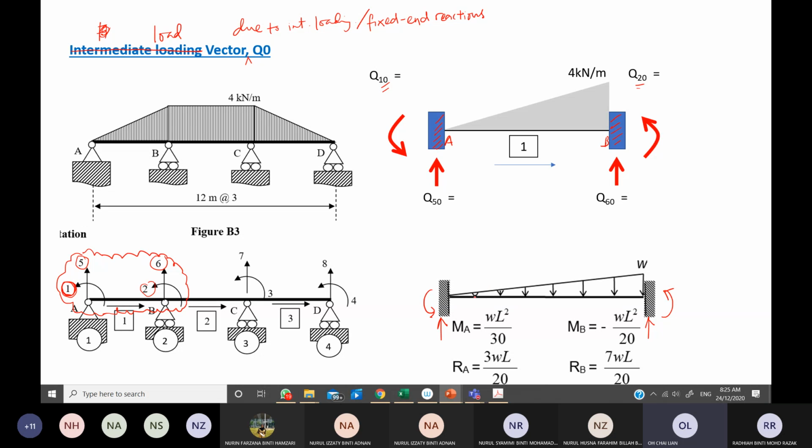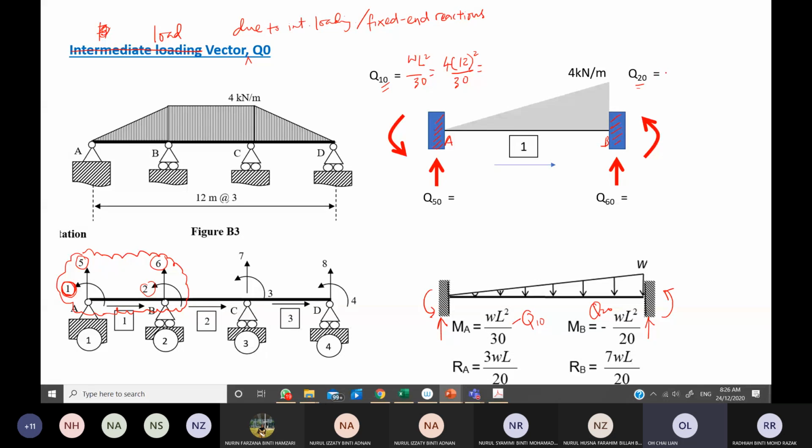Okay, let's try. For the moment, it will deal with the Q1 node, and for MB, it will deal with the Q2 node. So let us put this formula into the page. WL squared over 30. W is 4, the length is 12 meter, and divide by 30. So please find it.